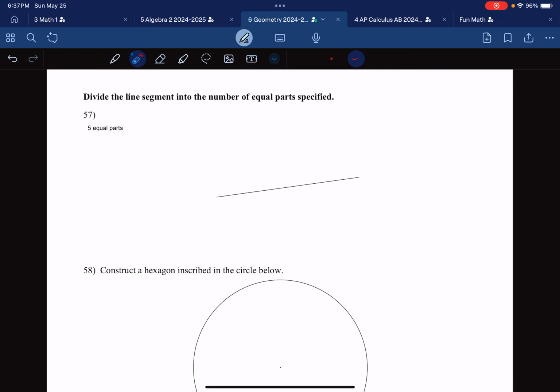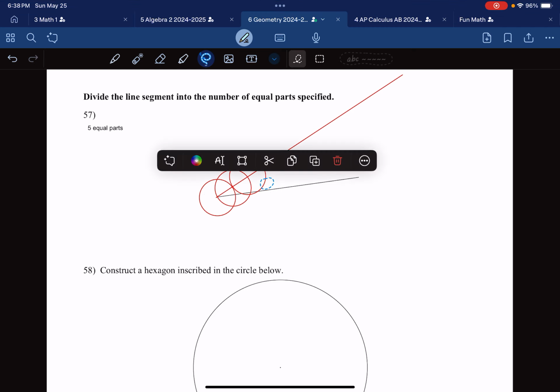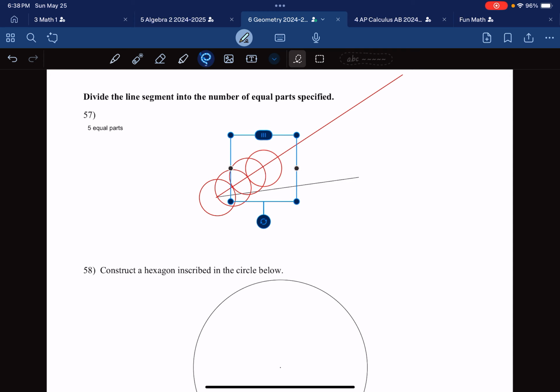For number 57, cutting into 5 equal parts is a lot of steps, but let me go ahead and do my best with the technology that I have. You essentially want to draw some sort of line out and we want to make a bunch of tick marks that are equal length. I'm just going to use a circle and copy and paste that circle over and over again. So let's go ahead and grab that and put it right in the center, and then you're just going to copy that over and over and over again. So there, and then there, and then just keep doing it over and over again.